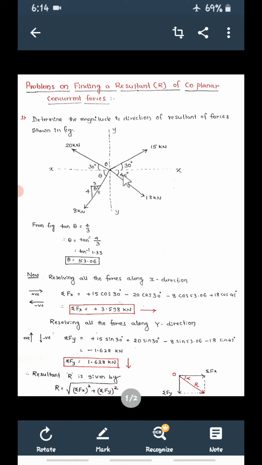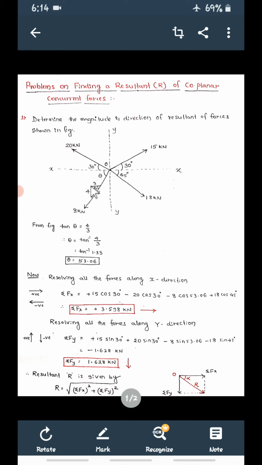For these three forces the angles are given, but for the 8 kilonewton force it is given as theta, and indirectly they have mentioned its value. Can you see a small triangle here? If this is theta, automatically this will be theta only, because it is the same force, and this is horizontal, this is horizontal. Can you find this theta now?